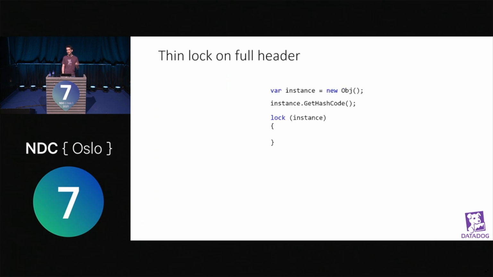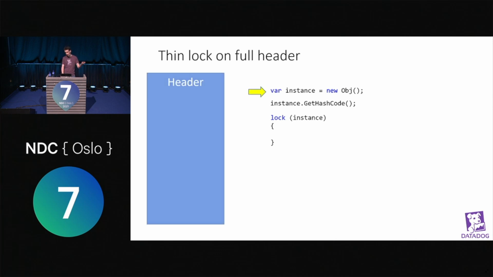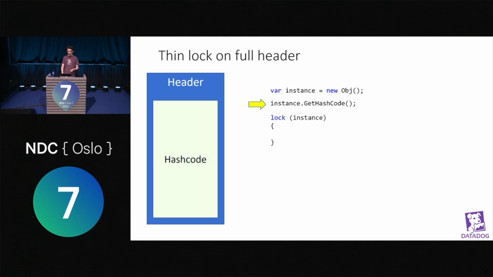Another problematic case is when we combine both scenarios. So we create an object, we call getHashCode, the runtime generates a random number and stores it in the header, and then we try to lock the instance. So the runtime tries to store the thread information in the header, but we can't because it's already full. So where are we going to store that?